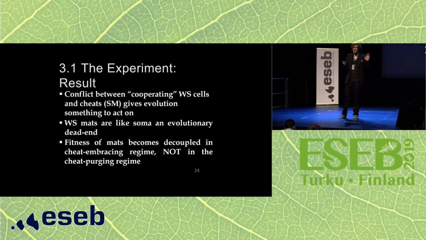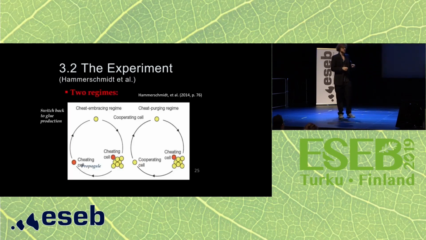Now, the result of this experiment was that conflict between these cooperating Wrinkly Spreader cells and cheats gave evolution something to act upon. These Wrinkly Spreader mats are like soma, an evolutionary dead end. But what was possible in the cheat-embracing regime was that the fitness of mats became actually decoupled from the fitness of the single cells. Now, what are these two regimes? Well, in one of them, we started the life cycle with a cheating cell, and in one of them, we started the life cycle with a cooperating cell.